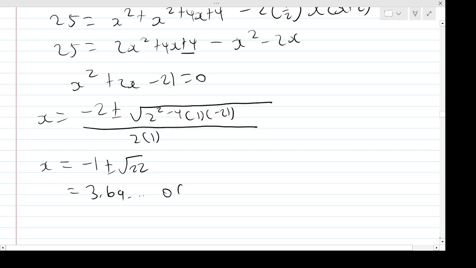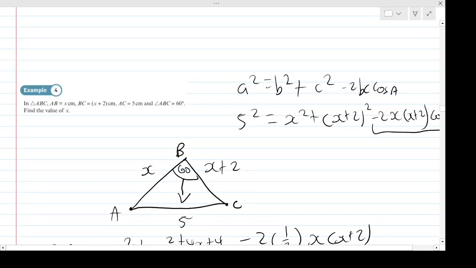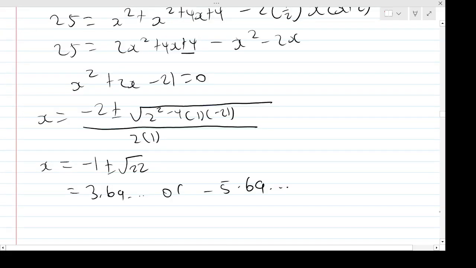Or, if you do the minus case, minus 1 minus root 22, that is minus 5.69. Now, we can never have a negative with anything to do with distance. x is a distance, it's a length, so it cannot be negative, it has to be positive. So we can't have that. So x is positive as it is a length.